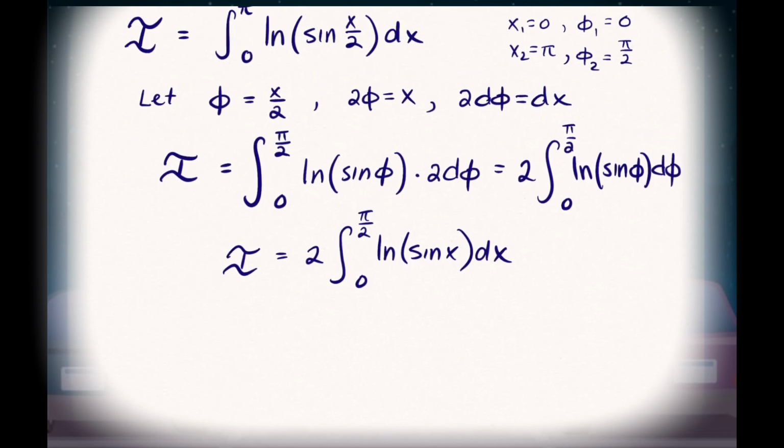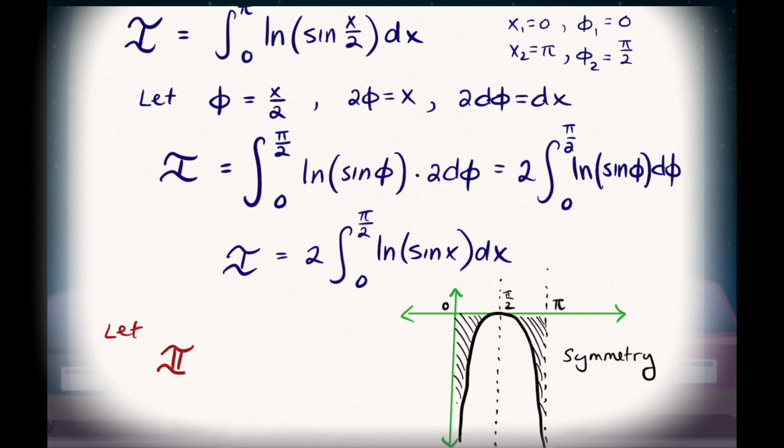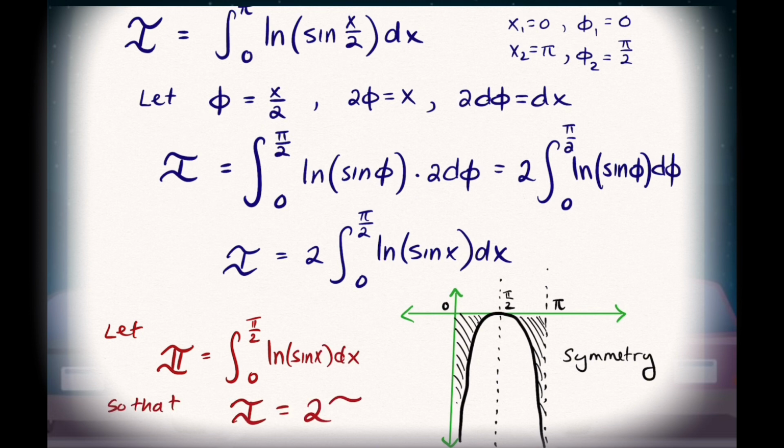And we can say that that integral from 0 to pi over 2, we can call that double curly I. And if we were to graph the integrand of this function, we will notice that it exhibits symmetry about the line pi over 2. So this integral here would be half of the integral from 0 to pi.